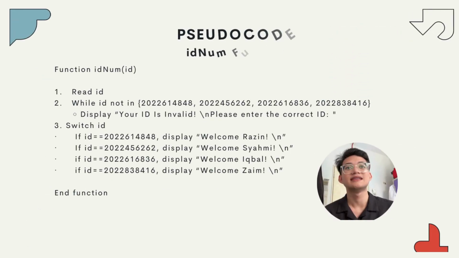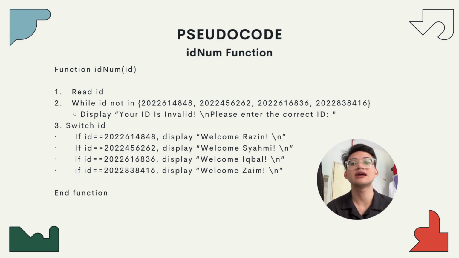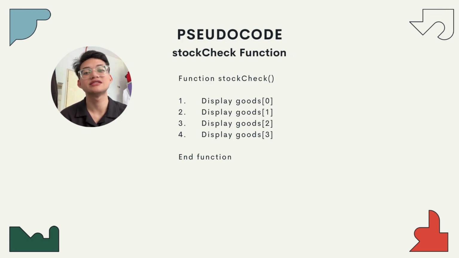Next, this is the ID num function. Basically, the ID num function lets the user verify their identification and enables them to enter the main menu of the program. Next, we have the stock check function, which lets the user take a look at how many stocks are available. Goods 0 is kek batik, goods 1 is kek tapak kuda, goods 2 is ice cream, and goods 3 is tart. Whenever the user selects the stock check function, they can see all of these products with the remaining number of each product available in the stock.